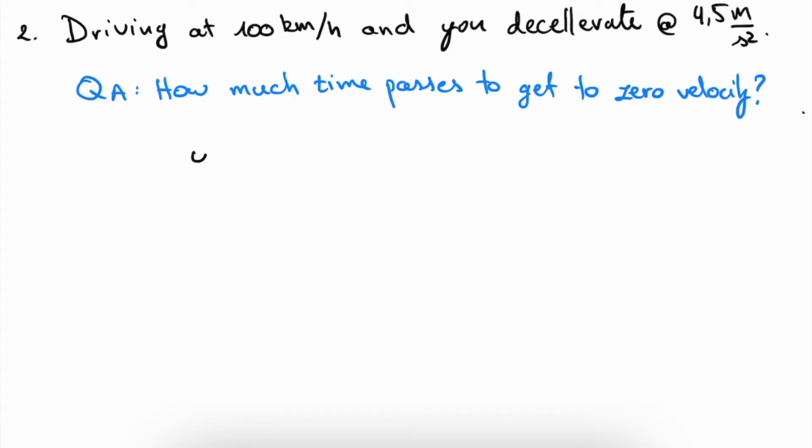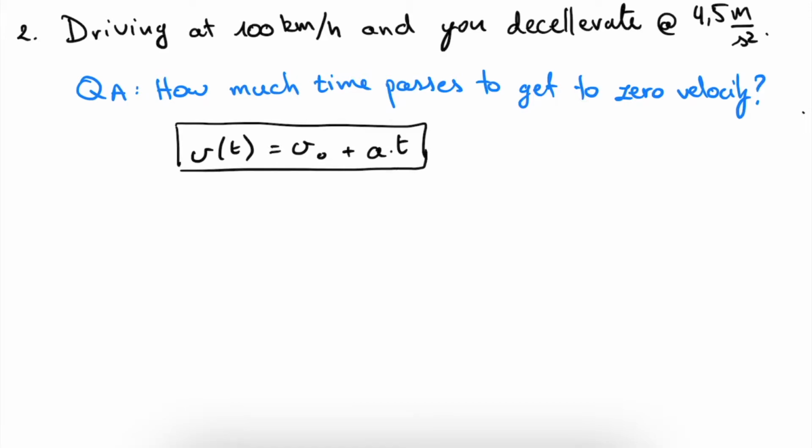The formula that we will need in this exercise is the following one. So v of t, the velocity at a specific time, is the initial velocity v0 plus a times t, the acceleration times t. So this is the formula that we will be using here. Which one of these quantities do we already know? Well, we know v0, that's just the initial velocity, the velocity that we are driving, and that is 100 kilometers an hour. And we know that this is 27.78 meters per second, which we calculated in the previous exercise. We know that a is equal to minus 4.5 meters per second squared. So our velocity decreases by 4.5 meters per second.